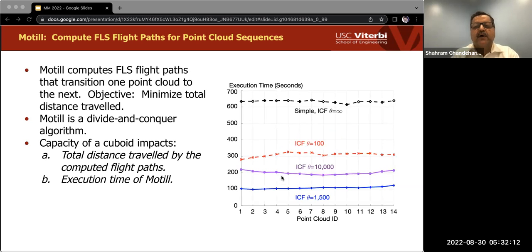The cuboid size also impacts the execution time of MOTIL implemented using MATLAB. The cuboid size of 1500 is much faster than a smaller cuboid size. This is because it processes fewer intercuboid flight paths and spends less time constructing the cuboids.